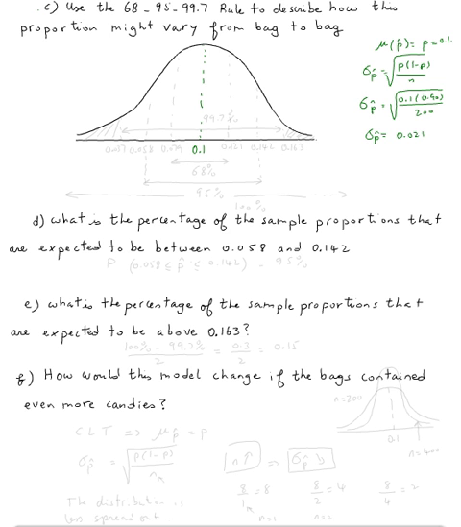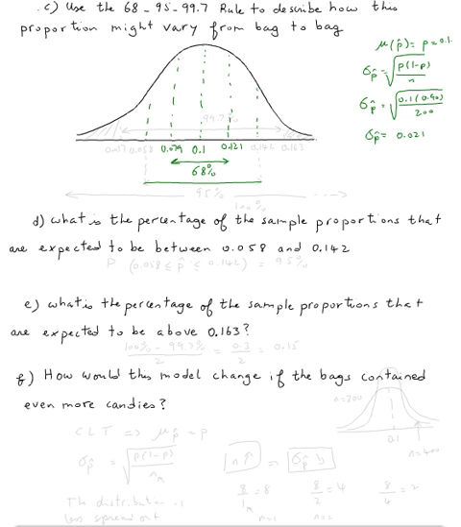Now we know if we go one standard deviation, we're going to get 68% of p hats. But what is one standard deviation? 0.1 plus 0.021 will be 0.121. I'm going to subtract 0.021 from the mean, and I get 0.079, right? Now I'm going to go another standard deviation to get the 95%.